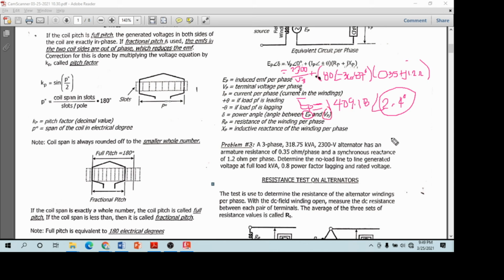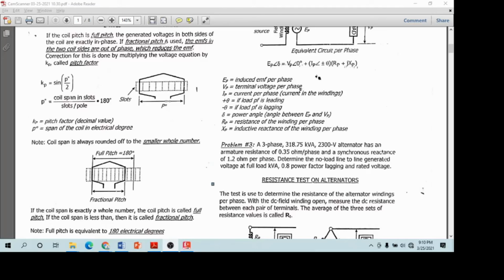Since VP is the reference, for example, this is your VP, and this is your EP. So this is approximately 2.4 degrees. Okay? So that is the gap. Right.